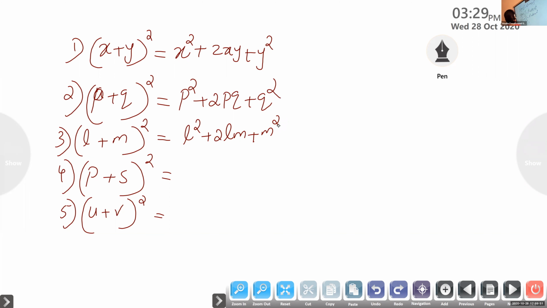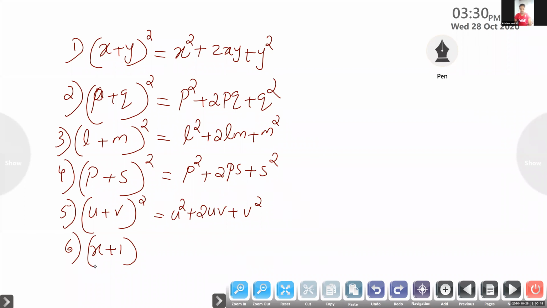Devika, fourth one. p square plus 2px plus x square. Krishnaveni, next. u square plus 2uv plus v square. Correct. Now next one is x plus 1 the whole square. In the place of a, it is x, and in the place of b, it is 1.